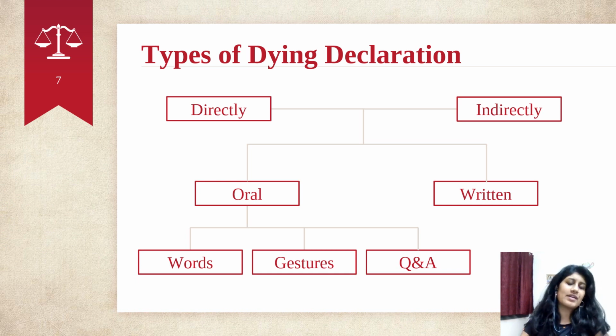Now that we've understood what a dying declaration is, let's look at the types of dying declaration. Under Indian law specifically, there is no prescribed format for any such dying declaration. So this can be given either directly or indirectly, and either orally or through written means. When we talk about oral, it could be through words or through gestures. When we talk about written, maybe the person has written a document and signed it.